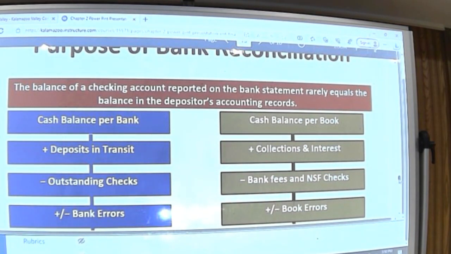And here's a summary slide for us. Balance of a checking account rarely, if ever, equals the balance in our records. And there on the left, the adjustments to the bank balance, and on the right-hand side, the adjustments to our own accounting records.